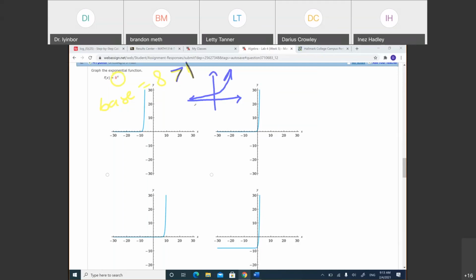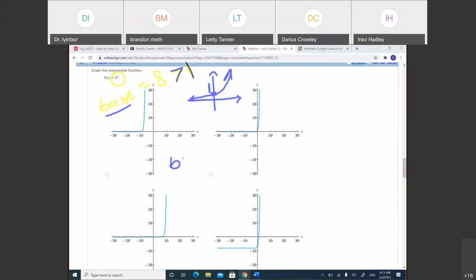It's going to go close to the x-axis, but you never cross the x-axis. And it's going to increase, left to right is increasing. And you're going to cross the y-axis. The point where you cross the y-axis is at 1. Always at 1.